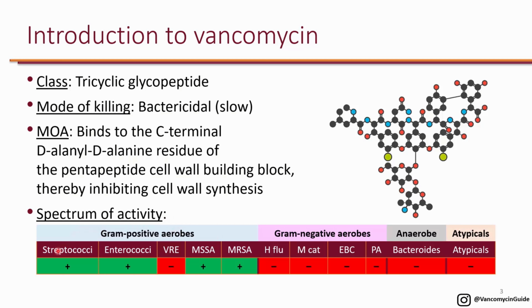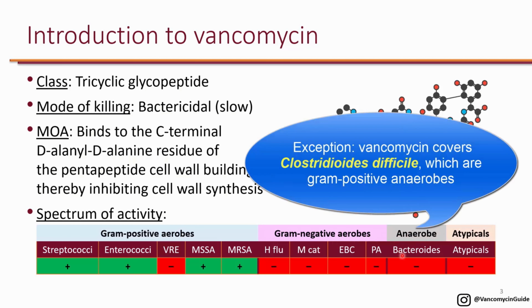So gram-positive organisms such as streptococci, enterococci, with the exception of vancomycin-resistant enterococcus, methicillin-susceptible Staphylococcus aureus, as well as methicillin-resistant Staphylococcus or MRSA. Vancomycin does not have activity against any gram-negative organisms, as well as it does not have activity against anaerobic organisms such as Bacteroides. It also does not have activity against any of the atypical bacteria.